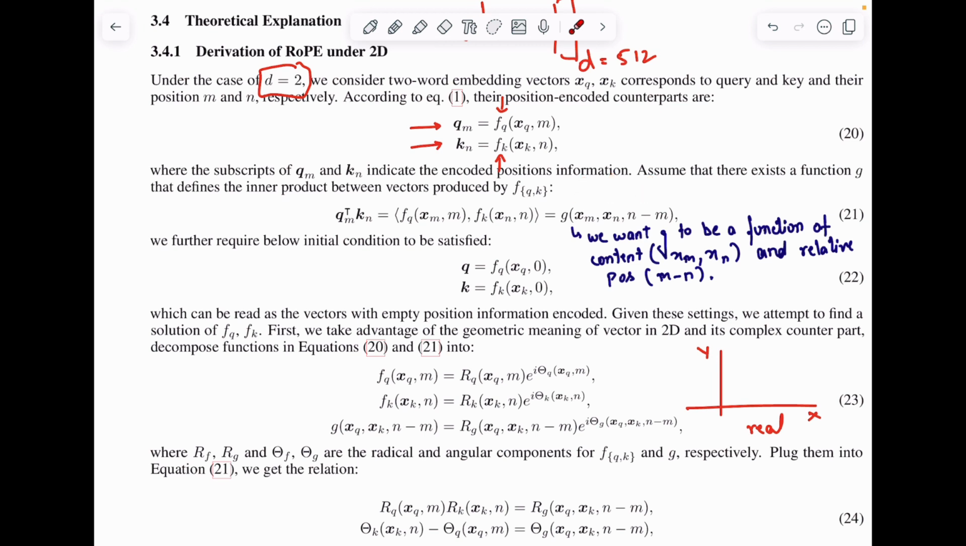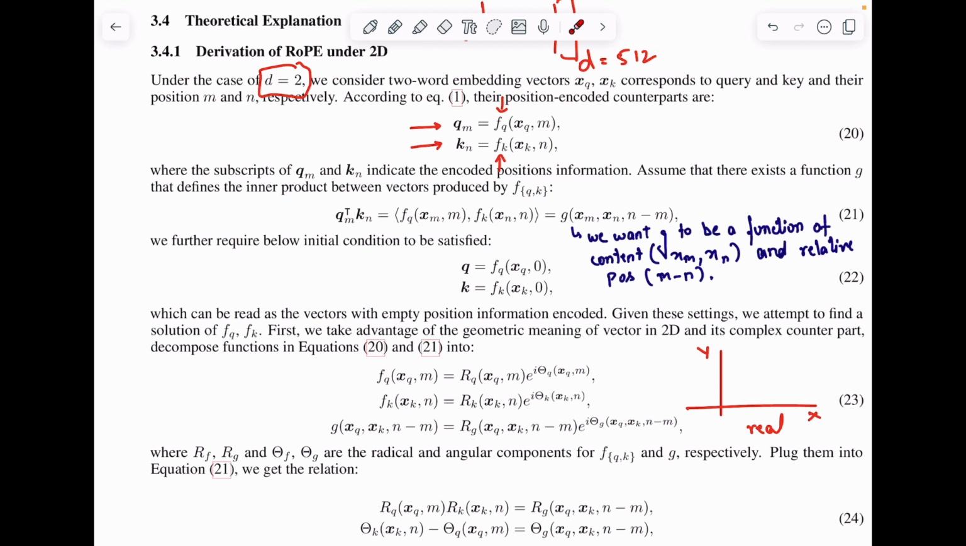Okay, and now this is a general equation and we have to ground it with some initial conditions. So what are those initial conditions? We say that let's assume q and k are the query and key vectors corresponding to when there is no positional encoding for the query and the key. That's what is written here, right? I'm walking you through the paper so that if you read on your own, you can relate to the explanation of each and every sentence.